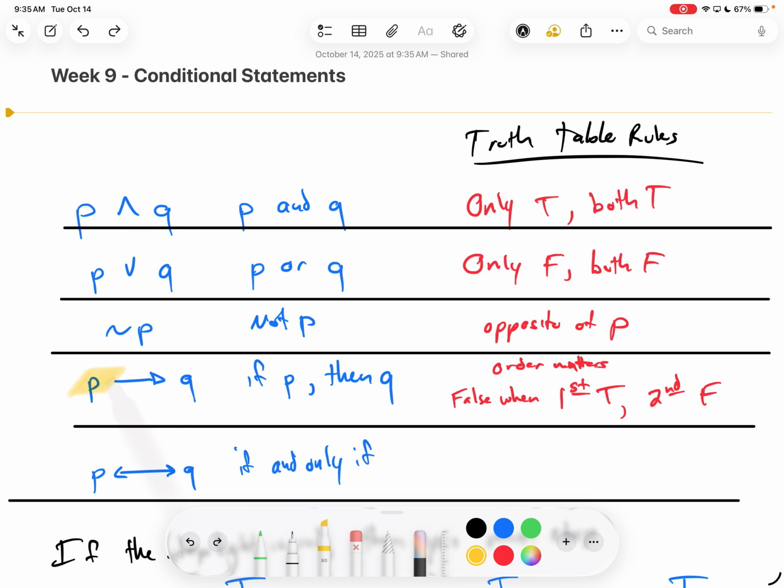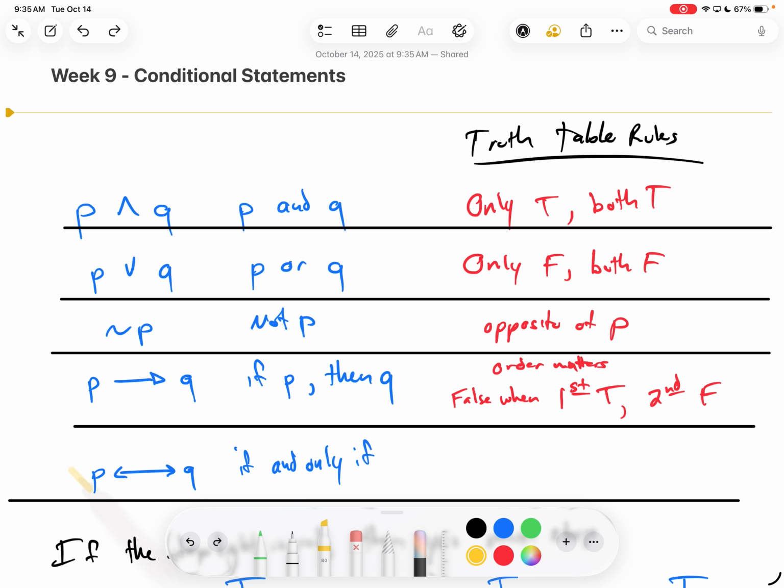The one we are adding today is the if-then. That's where we'll spend the majority of time talking about today. But you would say that if P, then Q. So that arrow means if P, then Q. And that is a conditional statement. If this happens, then this should happen, okay?